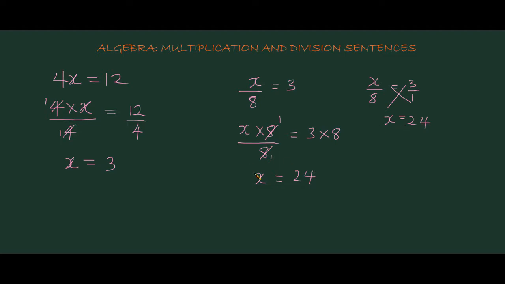Let us look at another question, whereby we have 9r is equal to 81. And we can also recall that 9r is the same thing as 9 multiplied by r. To make r stand alone, we divide both sides by 9, because this is the number beside the letter, beside the unknown, and that will be 9. And we will do the same thing, 81 over 9.